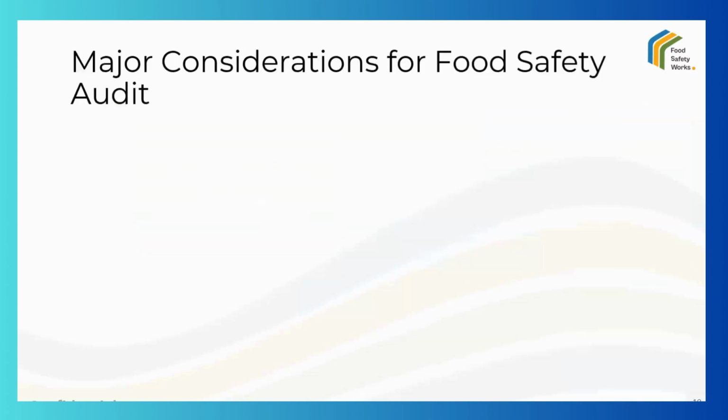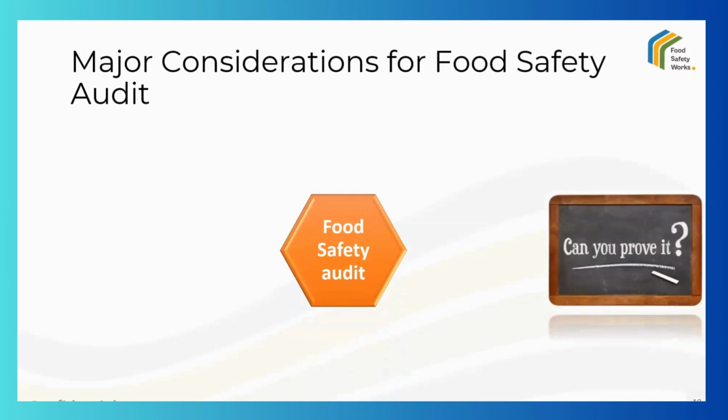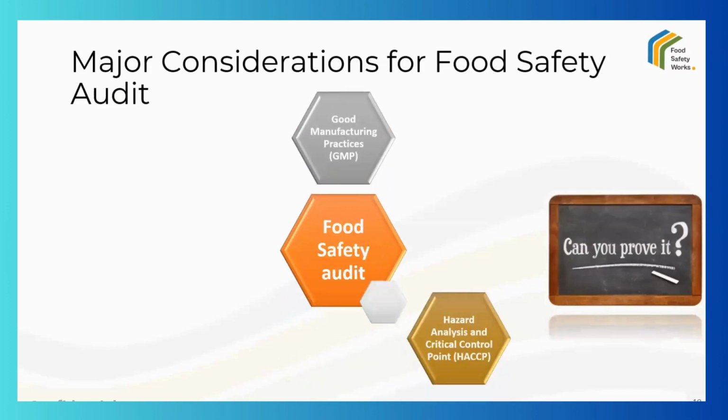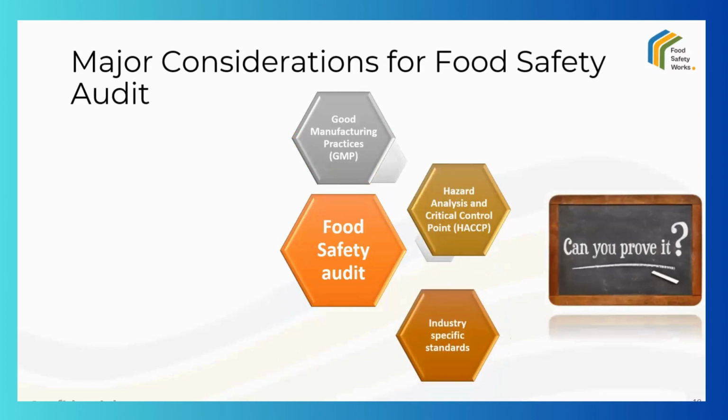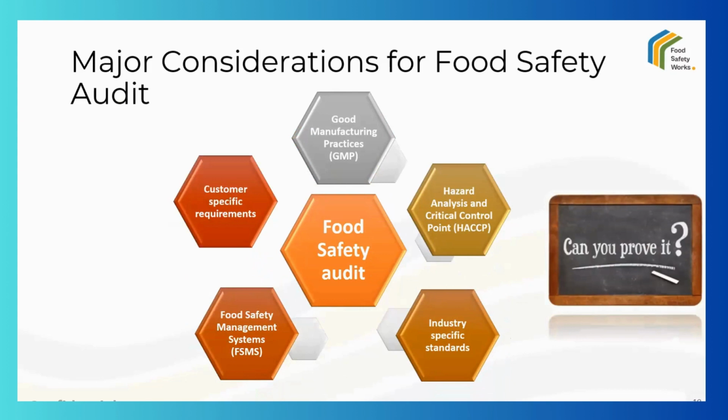Then we'll see the major considerations for food safety audits. Your major considerations are your general good manufacturing practices, your HACCP, any food safety management systems, your industry-specific standards, or any customer-specific requirements. These are the general considerations for any food safety audits.